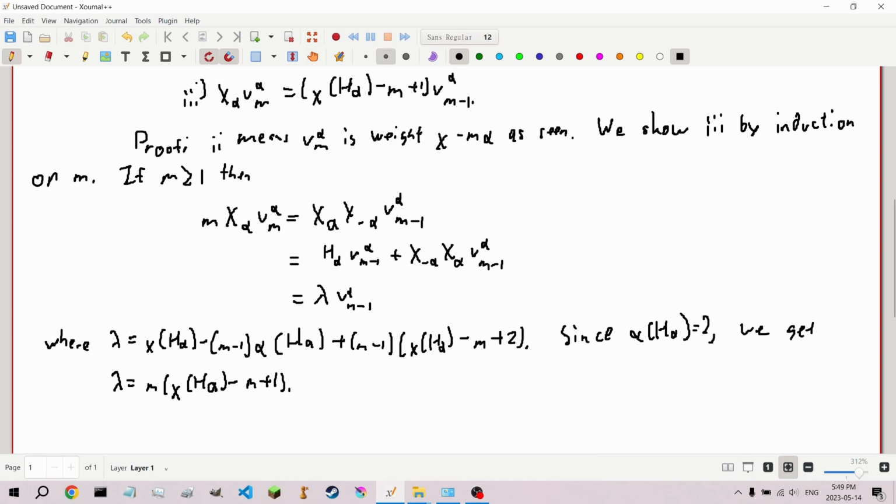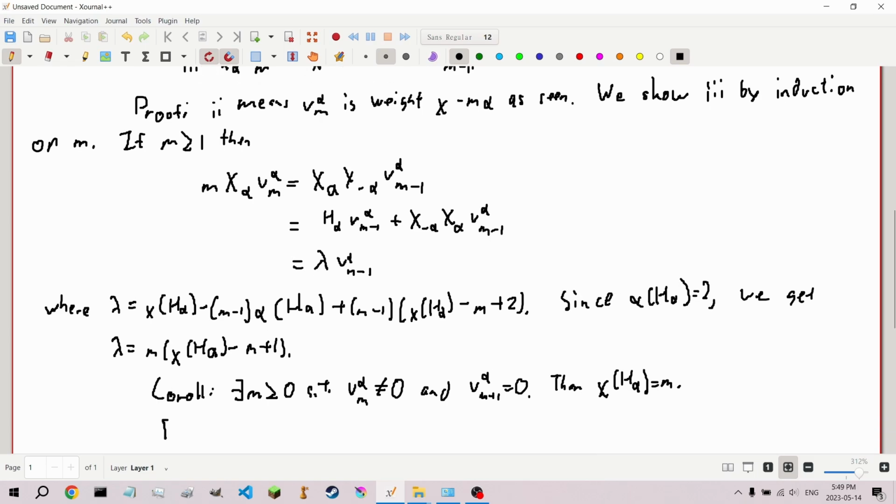Then we have a corollary, which states: there exists non-negative m such that V_alpha,m is non-zero and V_alpha,m+1 is 0. Then we have that chi of h_alpha is m.